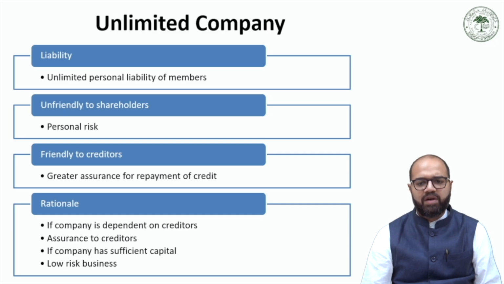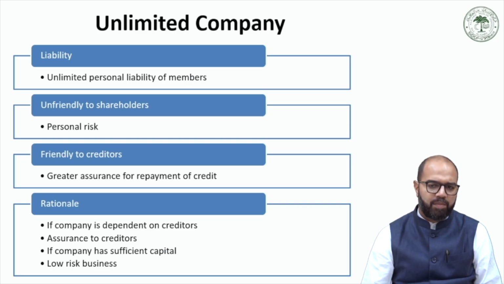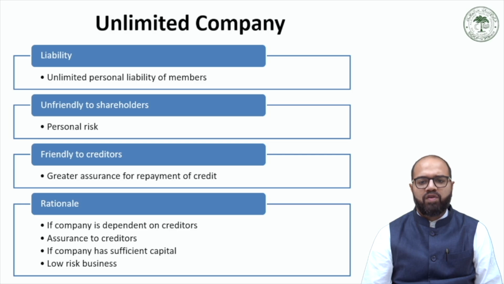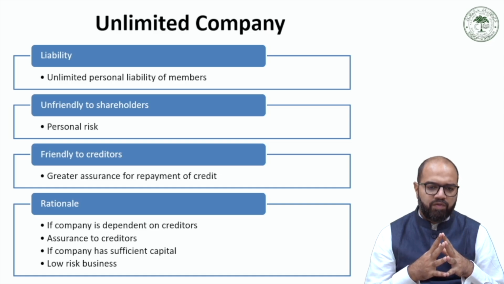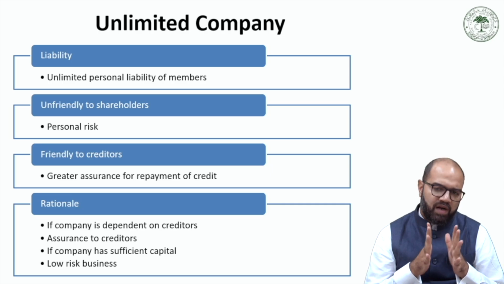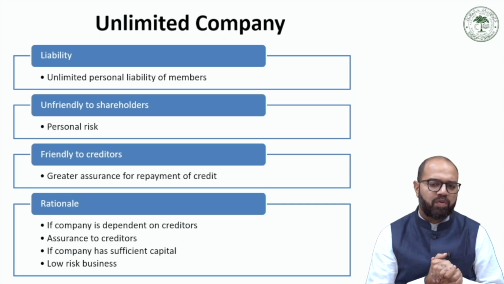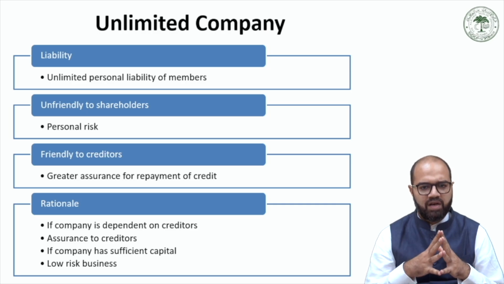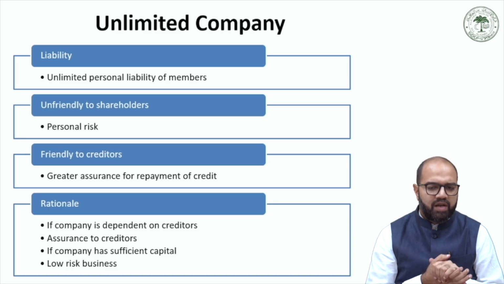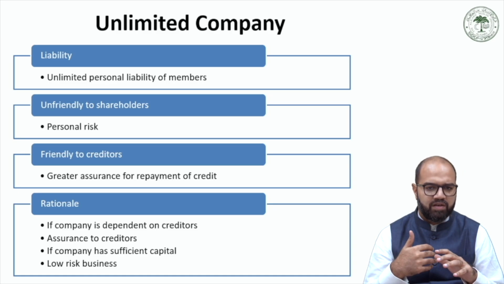Now, situations in which an unlimited company will be preferred include: number one, if a company is predominantly dependent on credit for its capital requirements, then unlimited liability accords greater assurance and confidence to the creditors of the company. Second, the creditors may insist on incorporation of a company as an unlimited liability company as a condition for advancing credit. So, when the company is being formed and the promoters are looking for capital from external sources like creditors, at the time when the company is about to be incorporated or in the process of incorporation, the creditors may insist that we desire that you register a company as unlimited liability so that we have greater assurance.